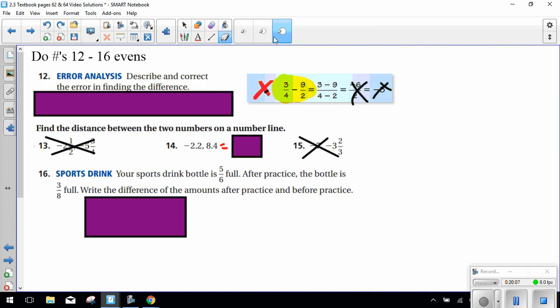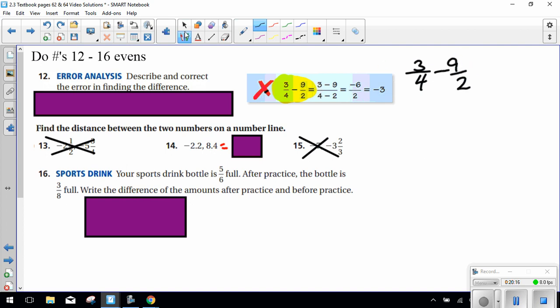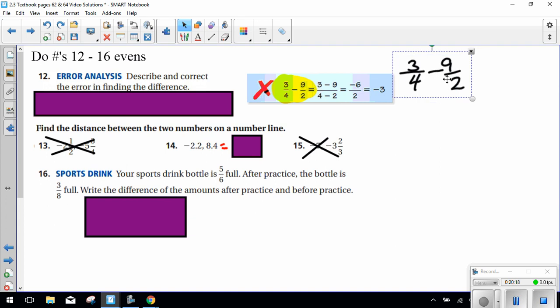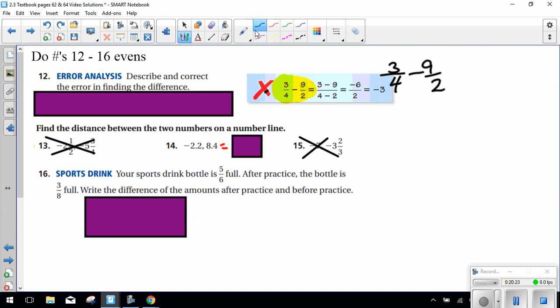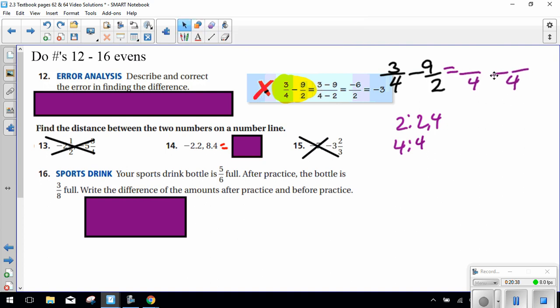So let me just mark this over. We're going to correct it. Take 3 over 4 minus 9 over 2. And we need to find our common denominator. So our LCD, or least common denominator, between 4 and 2 is 4. Okay, if you count by 2's and count by 4's, you'll see that 4 is the common denominator.